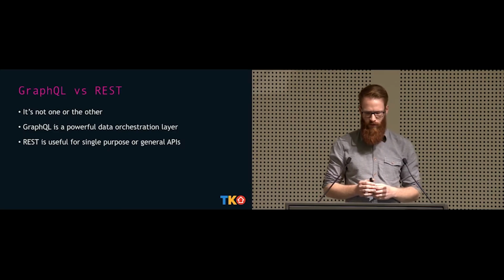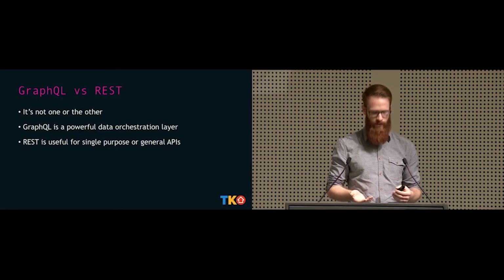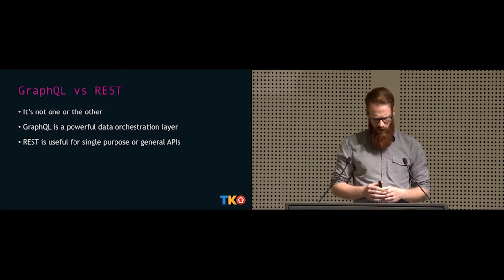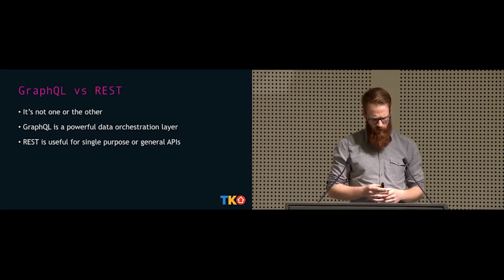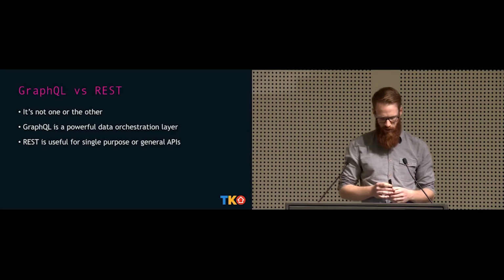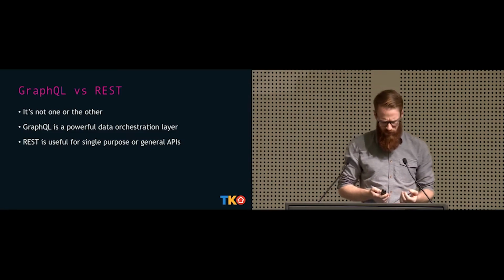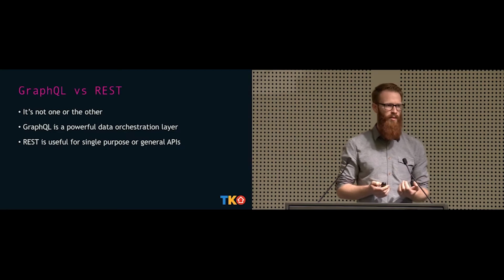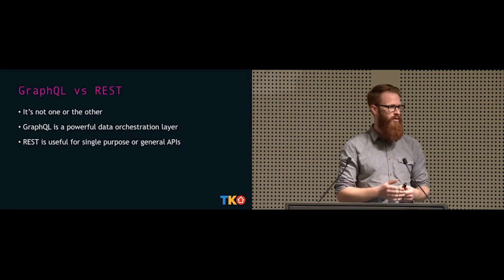GraphQL, I think, is really powerful as a data orchestration layer. In our case, in CXSS, our application has a lot of data needs, and we need to get that from a lot of different places. Because it's focused on the client, it suits our use case well. REST APIs, I think, are useful for single-purpose public APIs that have little to no other downstream data dependencies. They also have really well-established standards around caching and error codes and that kind of thing.